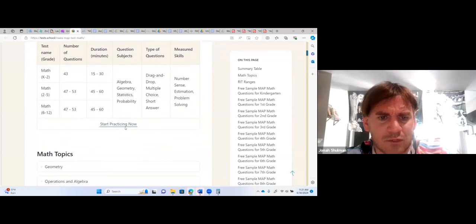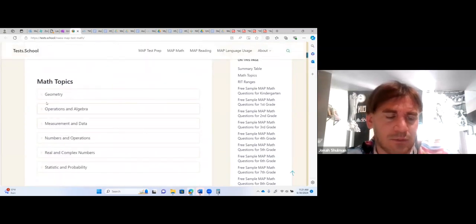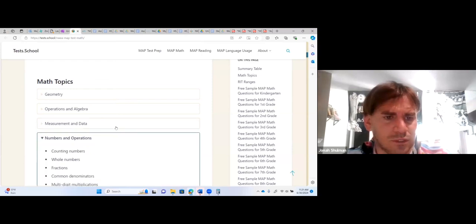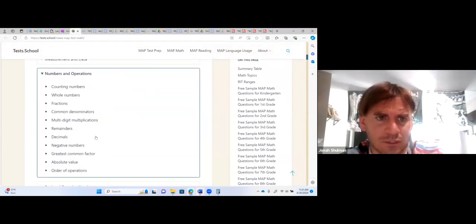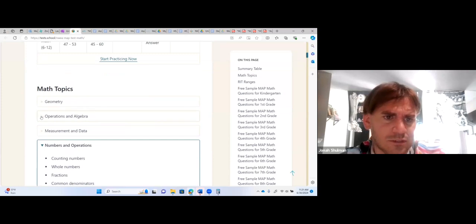This is the way the math works. They can start practicing now, and these are the topics. So let's say we just went to numbers and operations, because this is what we're looking at. This is what's in here. This is everything that's going to be covered in this. Let's say it's operations and algebra.